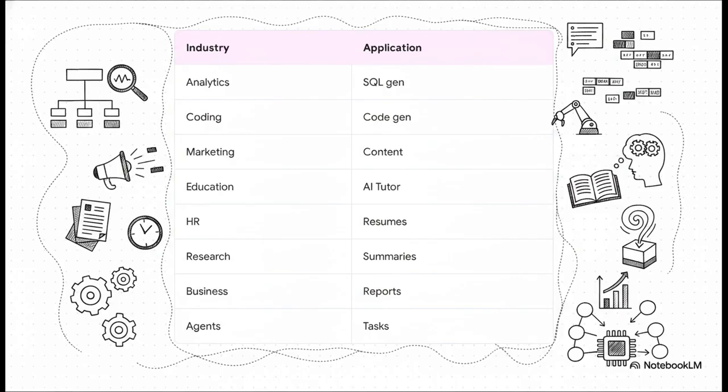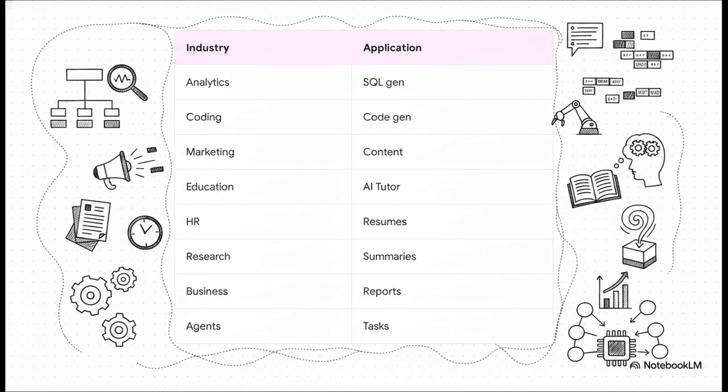When we map it out, we see AI applications firmly rooted in almost every major industry right now. In data analytics, people are using prompt engineering to generate really complex SQL queries. Programmers are churning out vast amounts of code. Marketing teams, they're using it for massive, scaled content creation. And in education, it's acting as a personalized AI tutor.